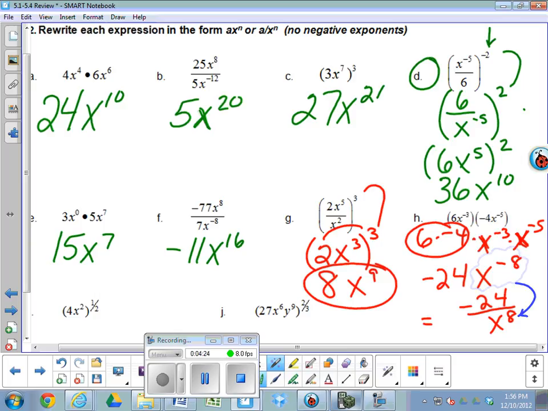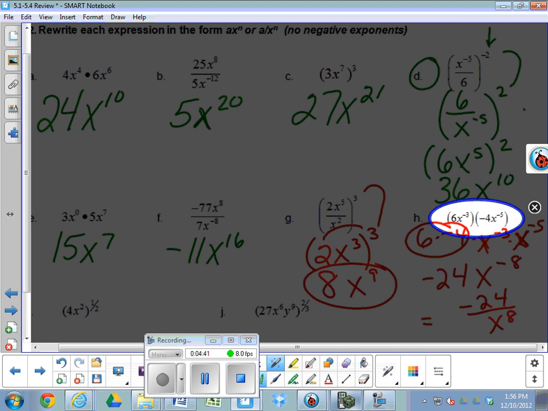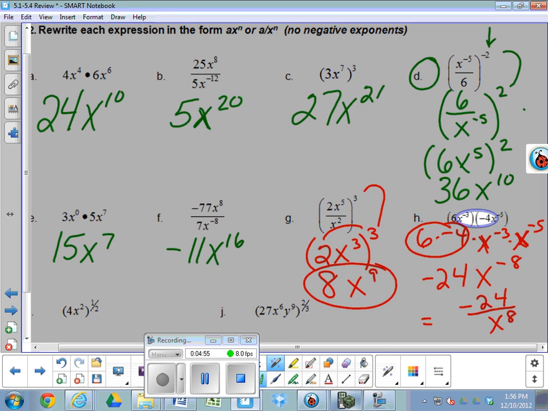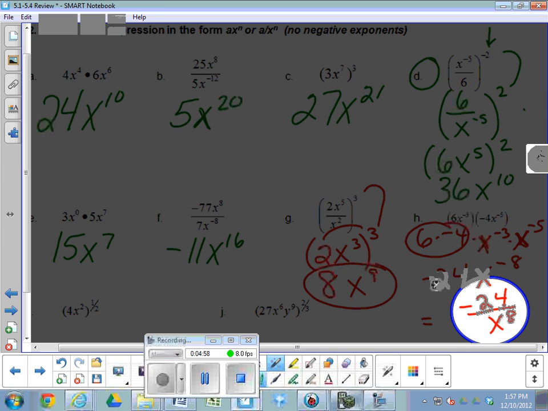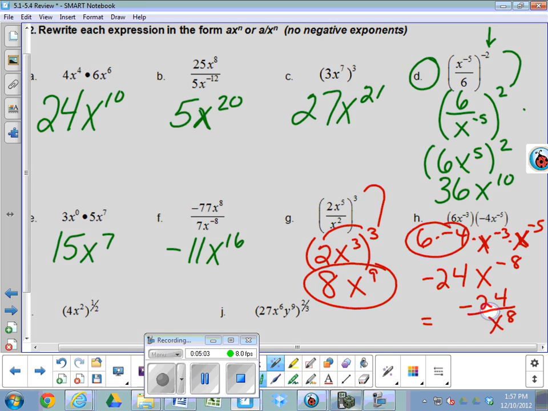If you want to check your work on any of these problems in this section, it's pretty easy. Pick a number other than 0 or 1. How about 2 or 3 or 8? Fine. Okay? Take the original problem and put your number in for x and plug it into your calculator. So you could do 6 times 2 to the negative 3rd times negative 4 times 2 to the negative 5th, and you'll get an answer, right? Take that same favorite number and plug it into your answer. If it gives you the same answer on your calculator, you simplified it correctly.